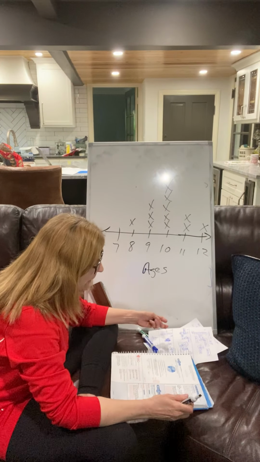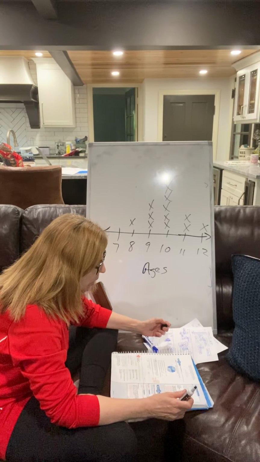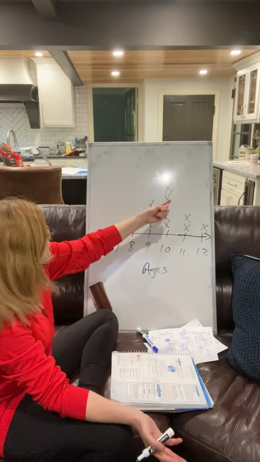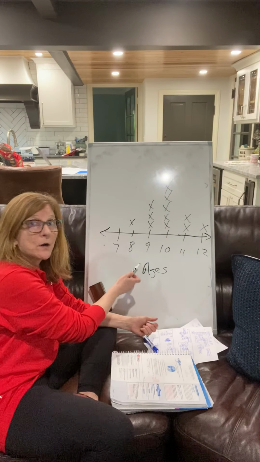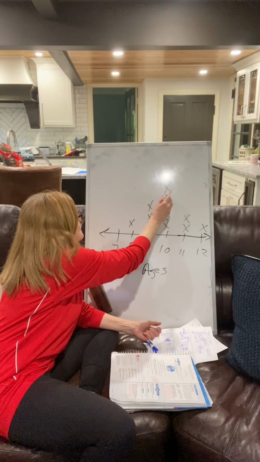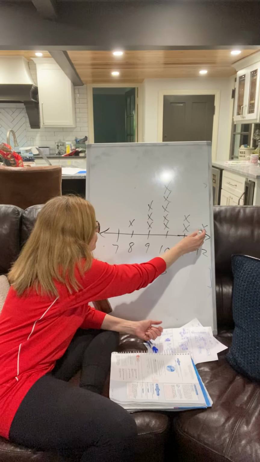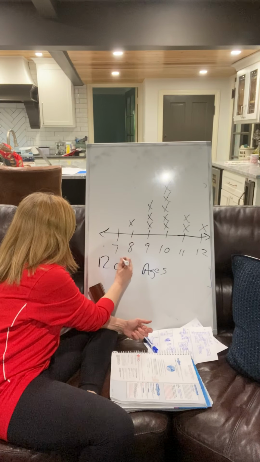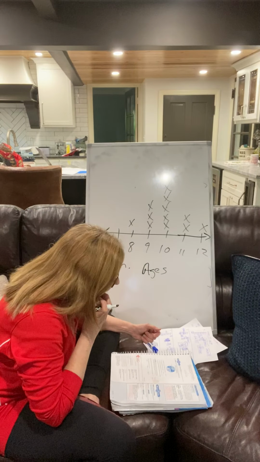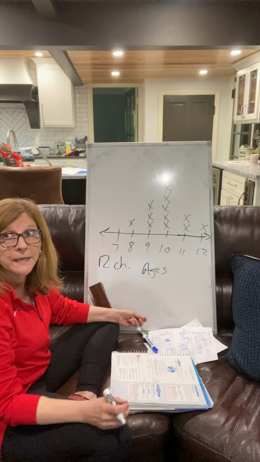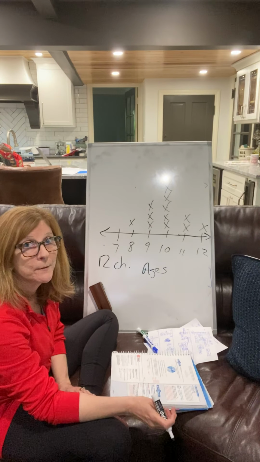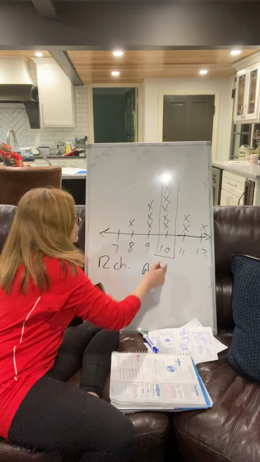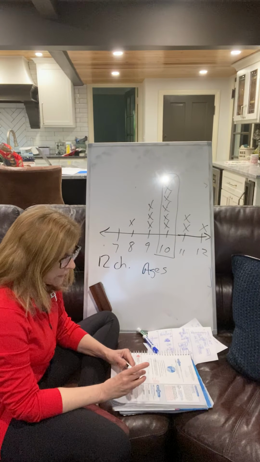Okay, every X on this line plot stands for the age of a child attending a party. How many children attended the party? Well, all we have to do is count the X's, right? So let's see how many there are. 1, 2, 3, 4, 5, 6, 7, 8, 9, 10, 11, 12. 12 children. What is the mode of the ages? So what age had the most children? Easy peasy. The 10-year-olds. There were more 10-year-olds there than anyone else.